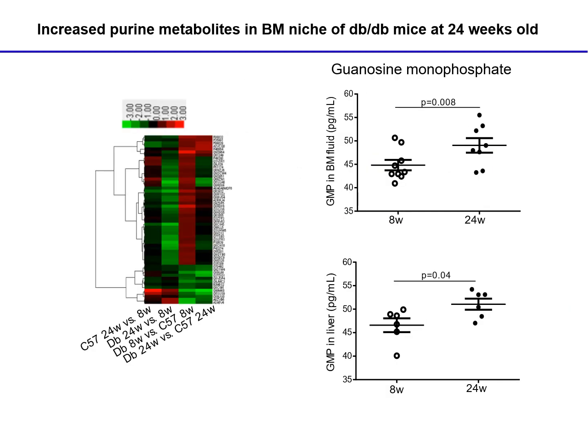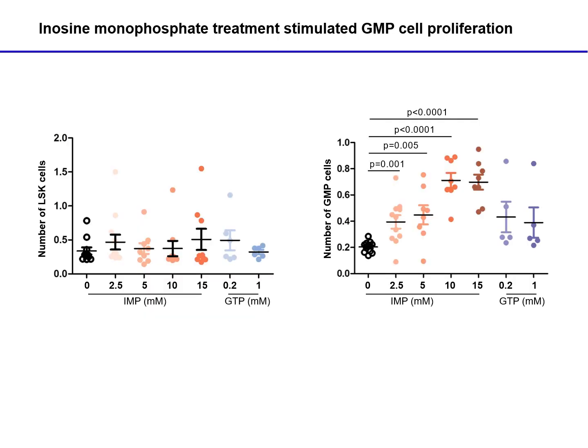By mass spectrometry, we further confirmed the enriched purine metabolites in the bone marrow niche of diabetic mice at 24 weeks old. So the diabetic mice were also featured with elevated purine metabolism. In vitro, when we added AMP or GTP to cultured lineage-negative cells, the HSPC frequency and number did not differ among the groups. However, AMP treatment, dose-dependently, increased the number of GMP cells. By contrast, GTP treatment had no effect on GMP cell proliferation.